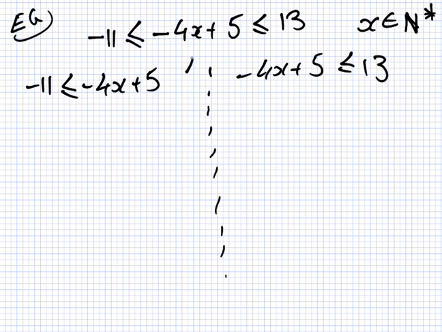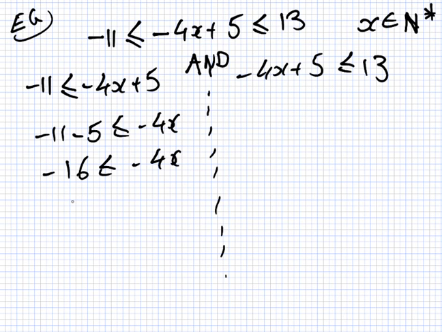And we want "and" between them. They both must be true. So I have minus 11 minus 5 is smaller than minus 4x. Minus 16 is smaller than minus 4x. So then 4 is bigger than or equal to x.